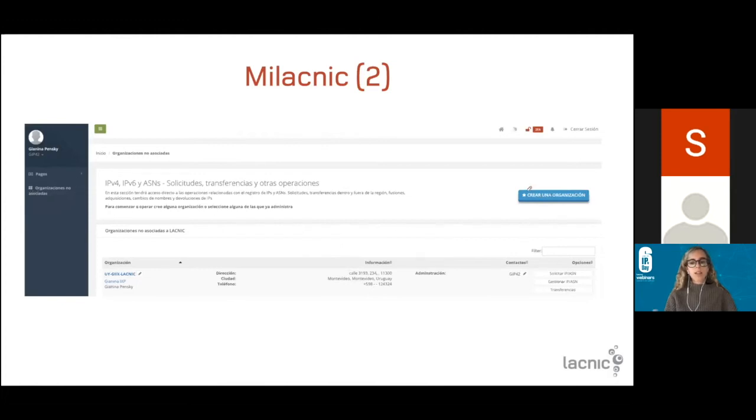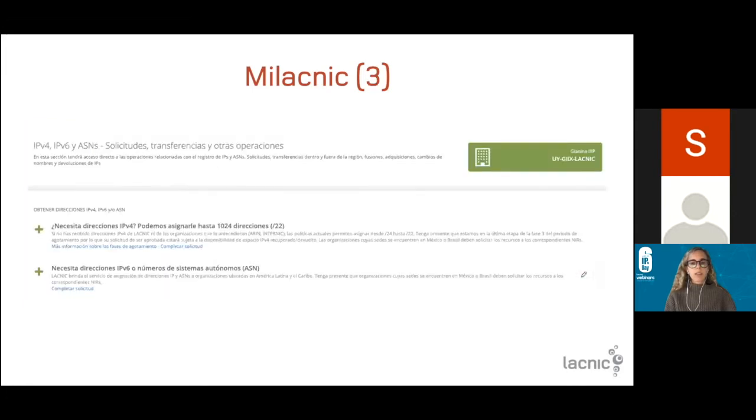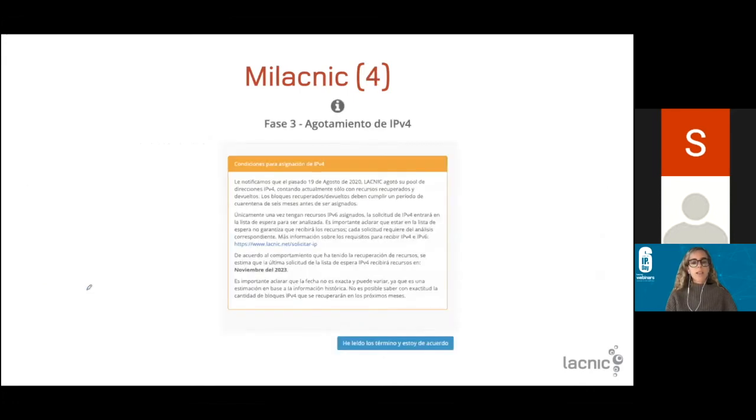And you're going to have to go to non-members. You create an organization if you don't have it; if you already have it, well, I put here just any. And here you put request IP or ASN. Here it will be IP. And here they'll ask you whether you need IPv6 addresses. And here you put complete request.